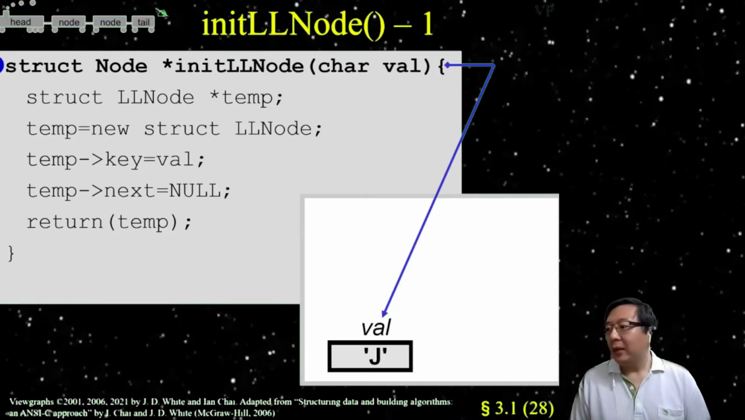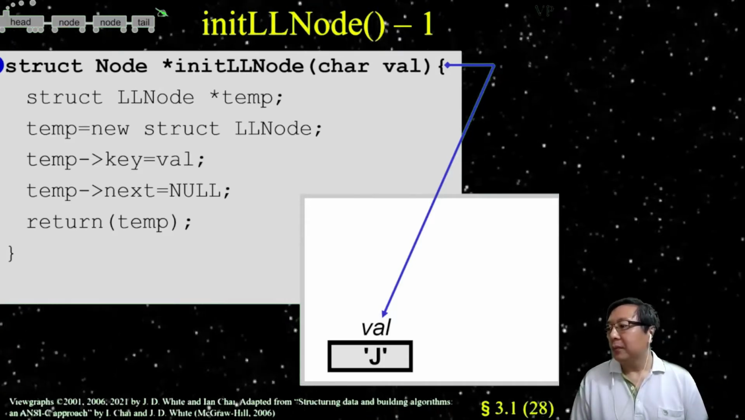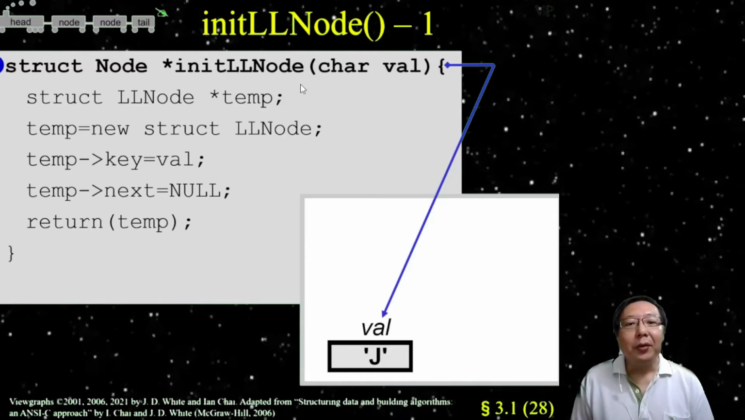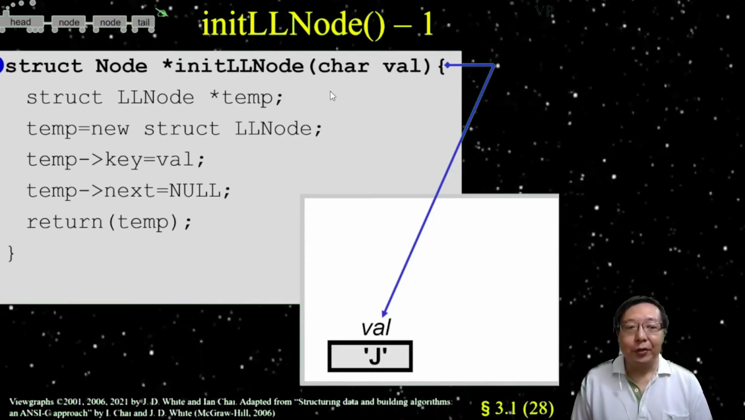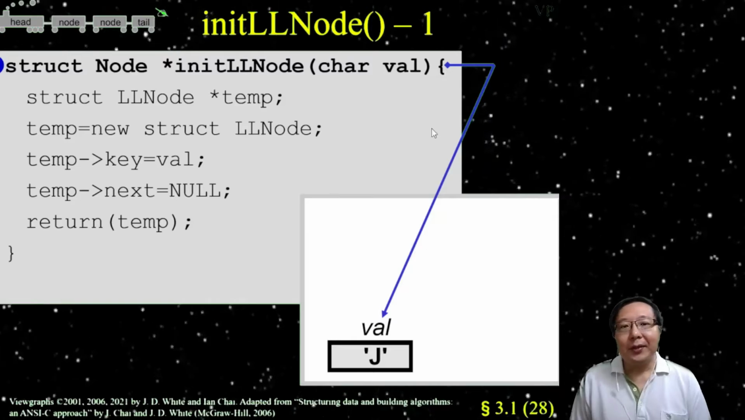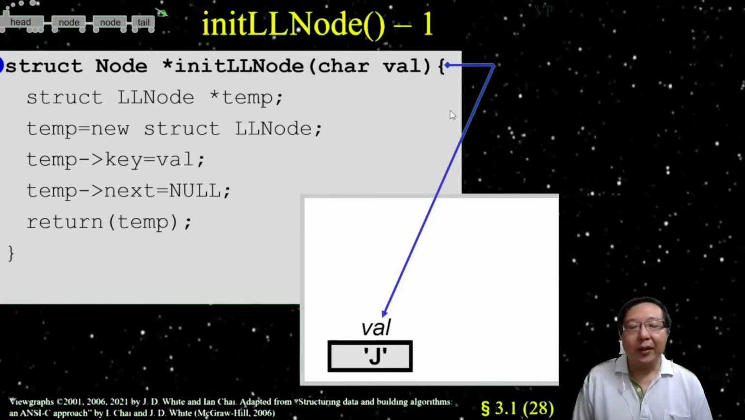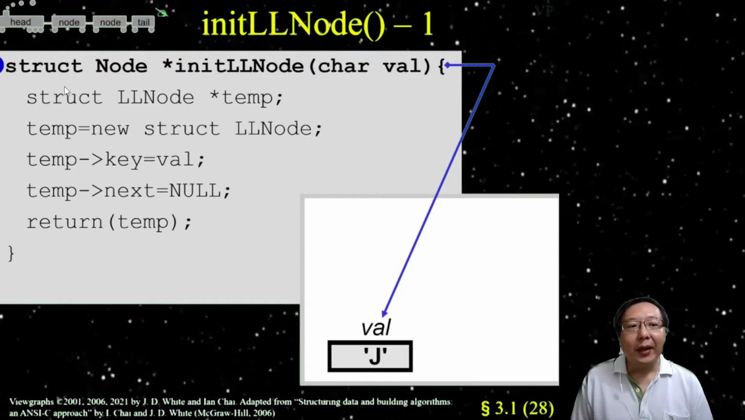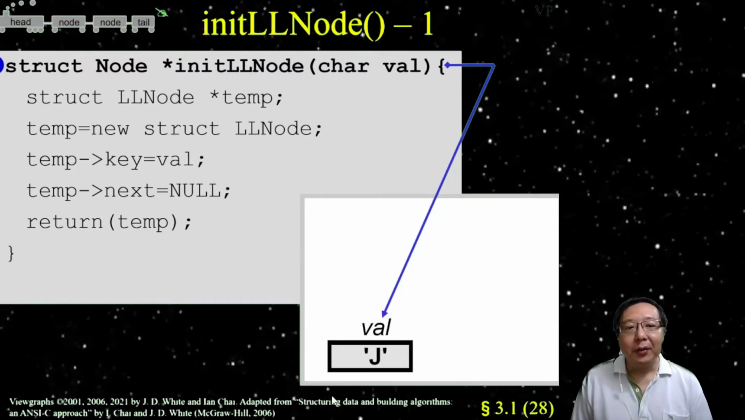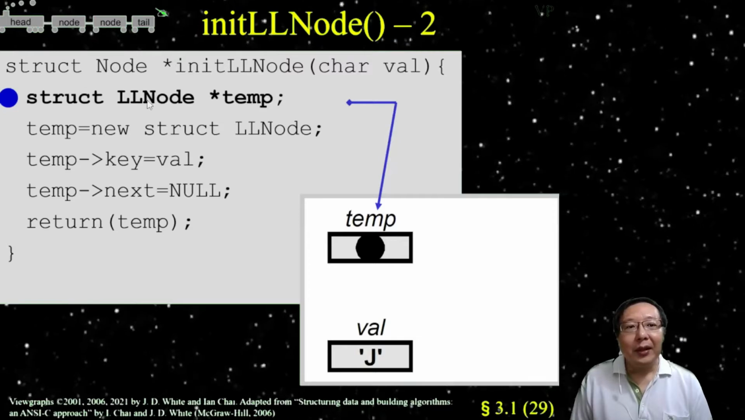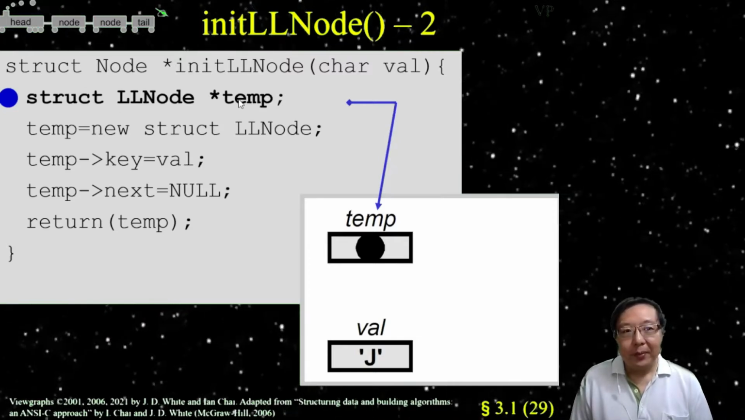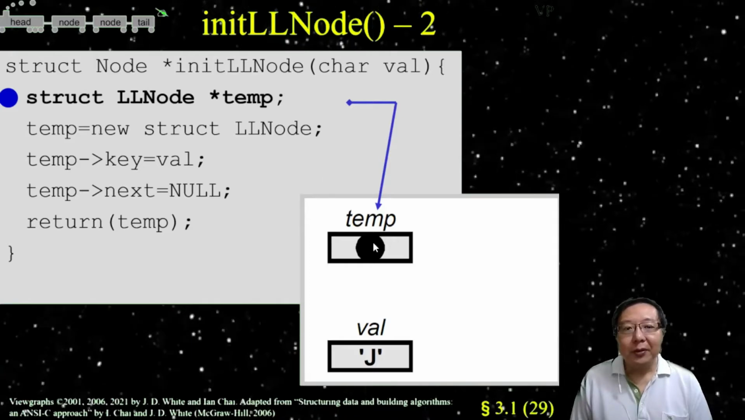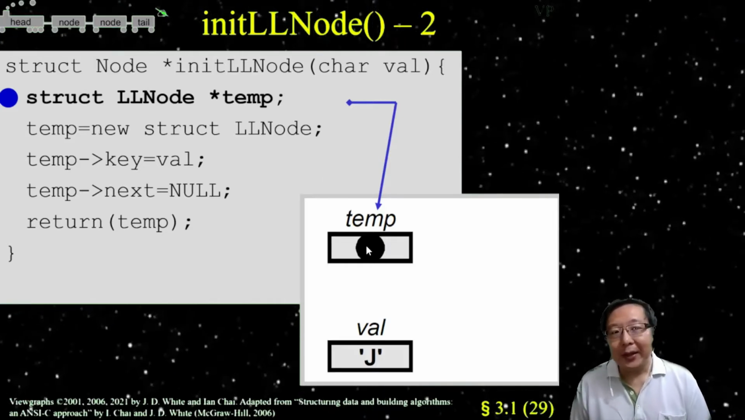Then, we call init LL node to create an actual node. For this example, let's say that the value is j, okay? So we start here at this init LL node, and we declare a pointer variable called temp. So temp is a pointer, it's not pointing at anything yet.